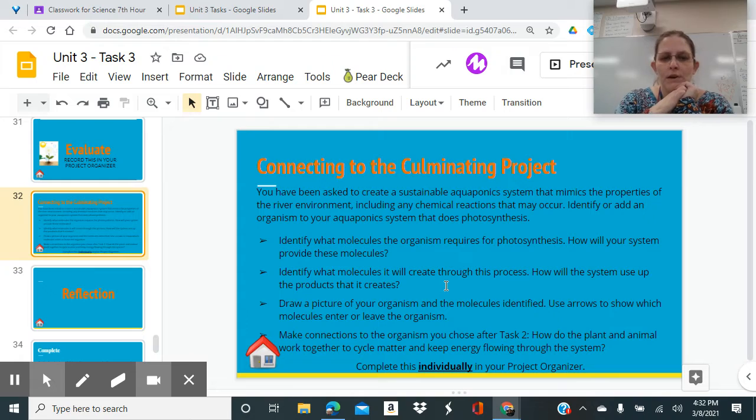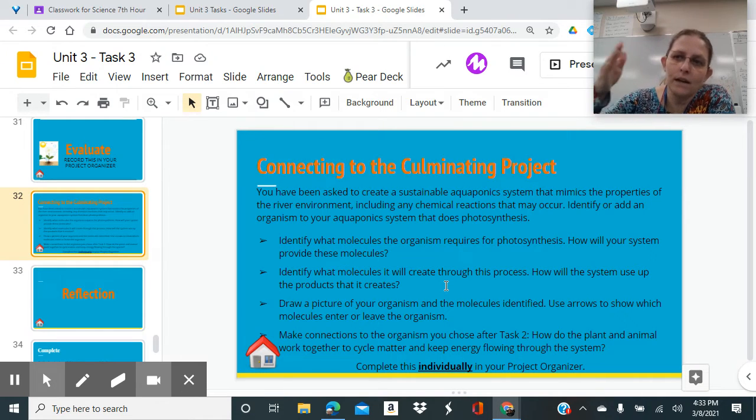All right. Then you're going to draw a picture of your organism and the molecules that are identified, the ones you just talked about. And you're going to use arrows to show which molecules are entering your organism and which ones are leaving. So the flow. Okay. And then you're going to make connections to the organisms that you chose in Task 2. So if you have a fish for Task 2 and your plant for Task 1, how did they go together? All right, so how does the energy and the matter flow through all of what you've got so far?